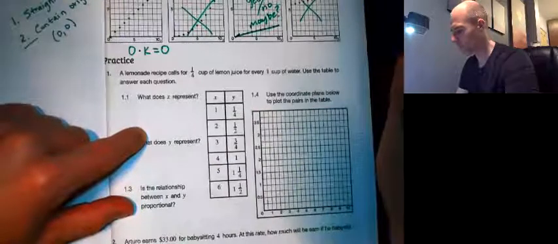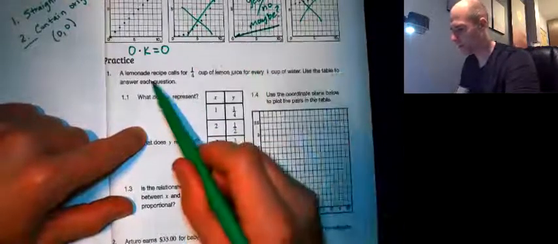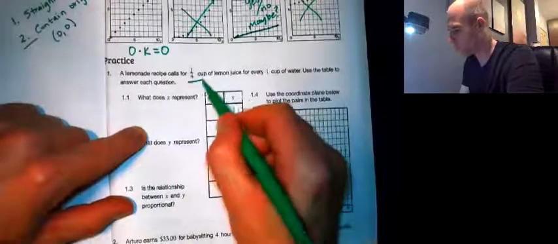All right, let's move on. It says a lemonade recipe calls for 1/4 cup of lemon juice for every 1 cup of water. Use the table to answer the questions. Okay, so 1.1, what does x represent? Well, I have a 1 in the x column here, and I have 1/4 in the y column. Well, if I go back to the problem, it says a lemonade recipe calls for 1/4 cup of lemon juice for every 1 cup of water.